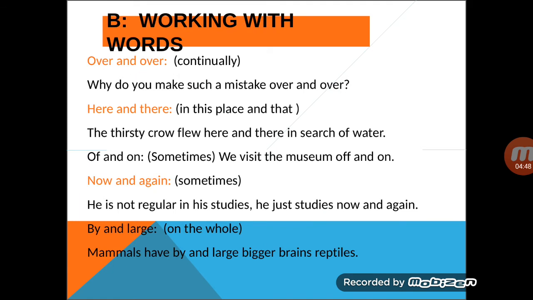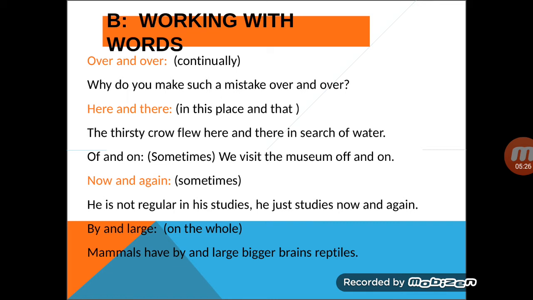The next phrase is over and over. It means continually. Why do you make such a mistake over and over? Why do you make such a mistake again and again? Why don't you leave this habit? So over and over means to do something again and again. Here and there, in this place and that. The thirsty crow flew here and there in search of water.